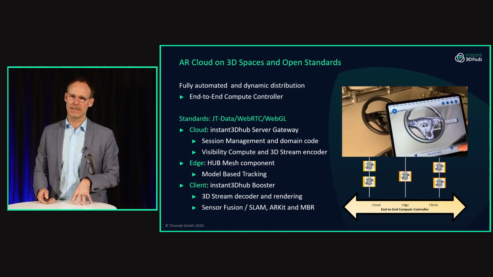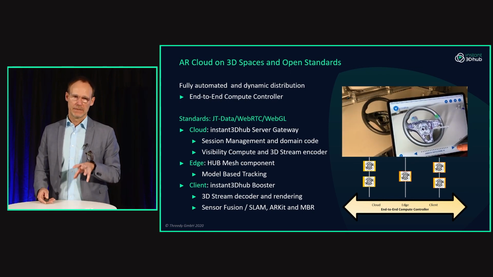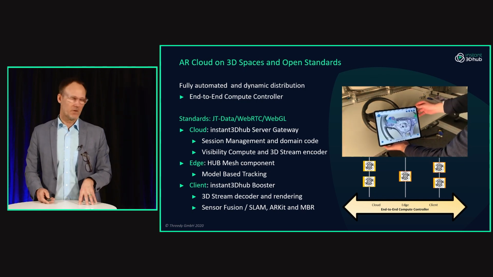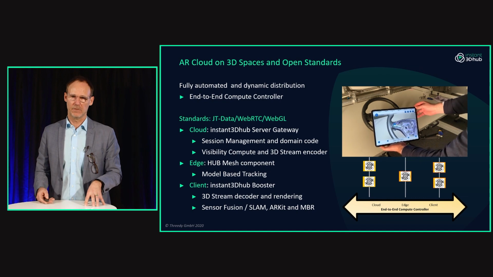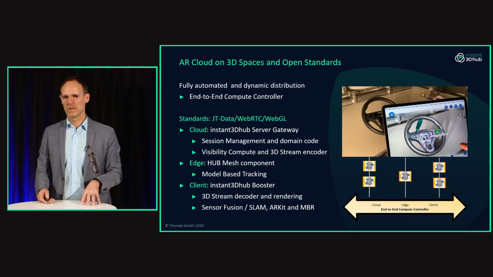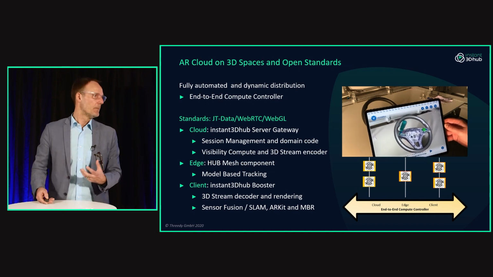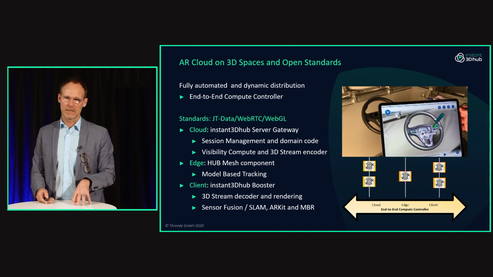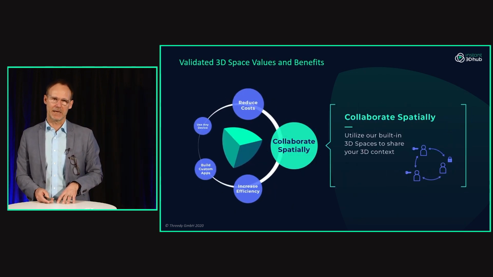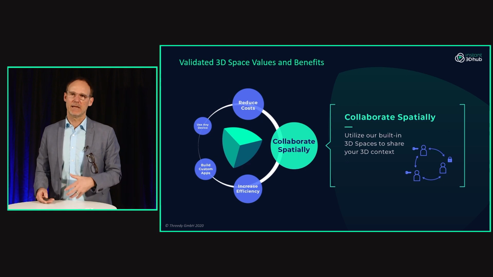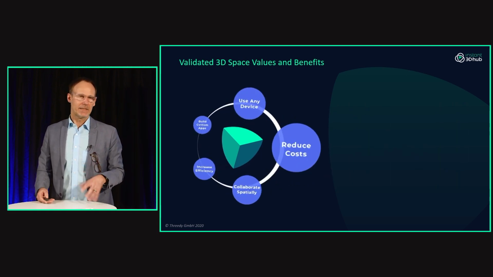And in the client itself, we only do the 3D streaming, decoding, rendering, and the sensor fusion, where we actually combine the information from the model tracker and the SLAM to do the overlays. And this gives people a lot of freedom. They can incorporate different data sets, different standards into a single application. And after these years, we can really say this is a validated infrastructure.